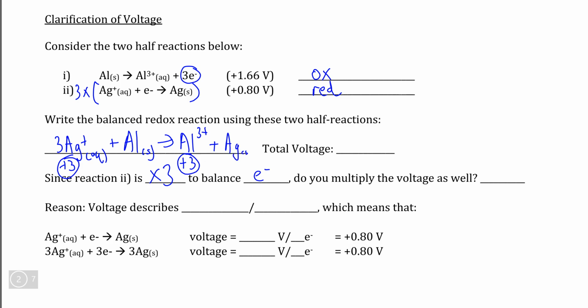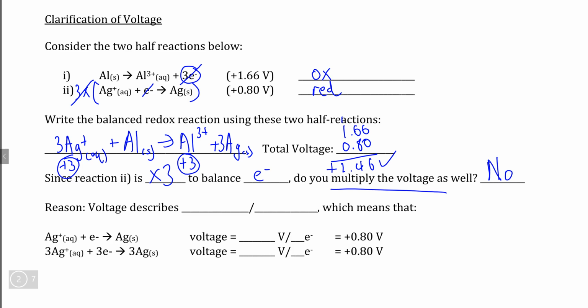And after we write our 3 silver metal in the products, we can see that we don't need to write electrons in, because if we multiply the second half reaction by 3, we would have 3 electrons in both the reactants and the products as well. And again, we don't care about multiplying by 3 for the voltages. All that we need to do to calculate our total voltage is add the 2 voltages of each half reaction together, and this shows us that we have a spontaneous reaction. So why don't we do this? Why don't we multiply the voltages of each half reaction?